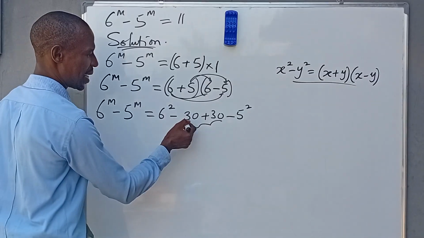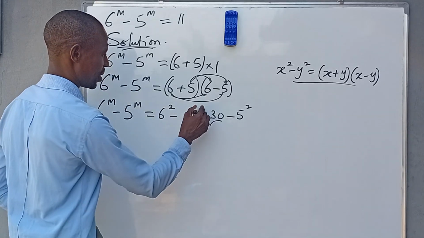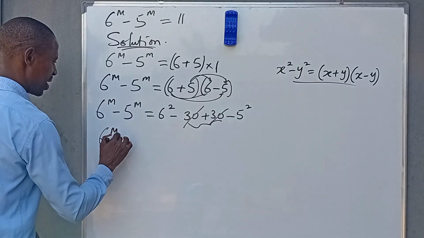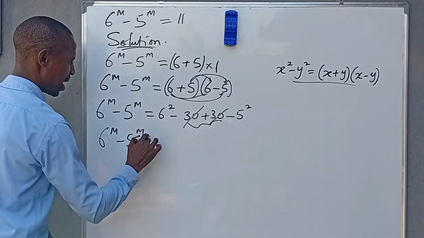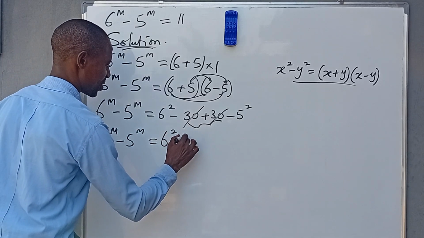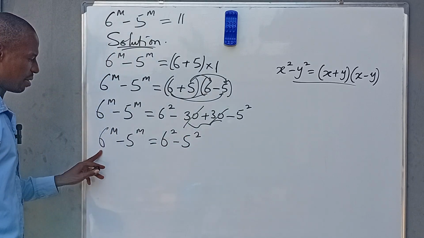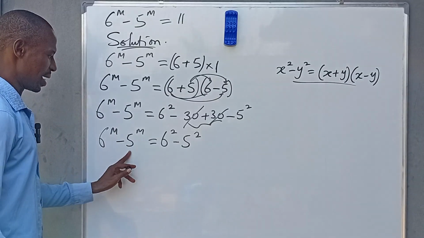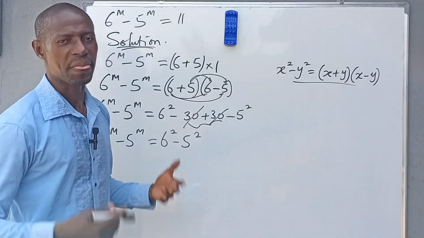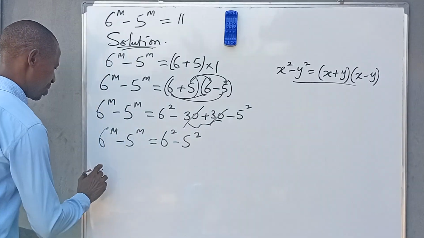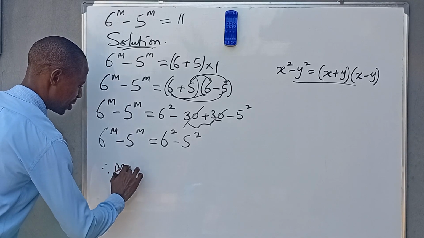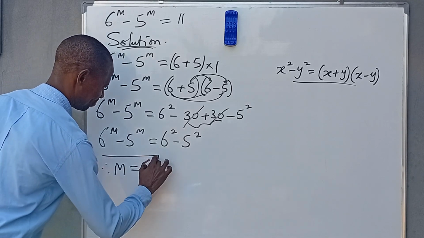Look at the terms in the middle here. We are having minus 30 plus 30. And so this will leave the system. So we're going to have 6 to the power of m minus 5 to the power of m equals 6 to the power of 2 minus 5 to the power of 2. Look at what we have here. Look at this, and the minus sign. So from here, we can tell that m is equal to 2. So therefore, we can say here by comparison that m is equal to 2.